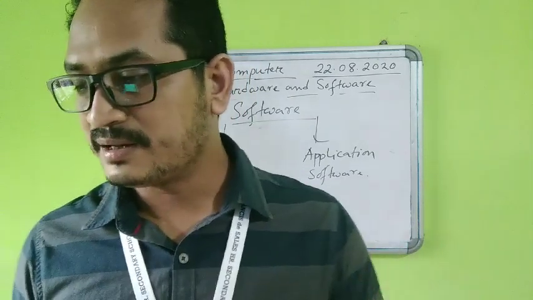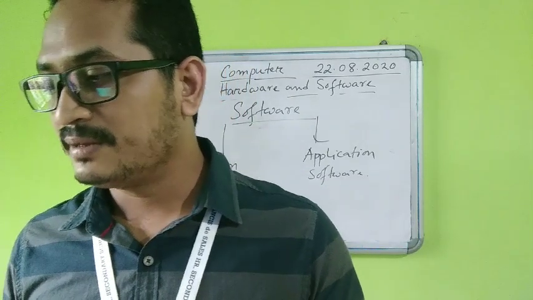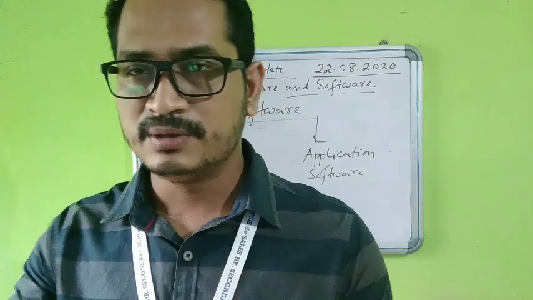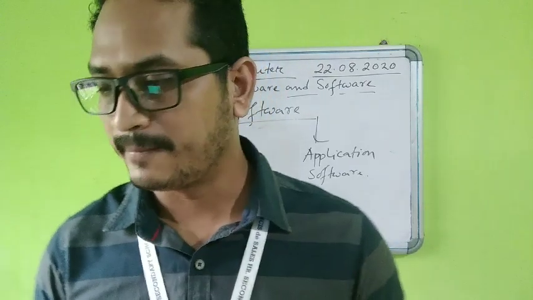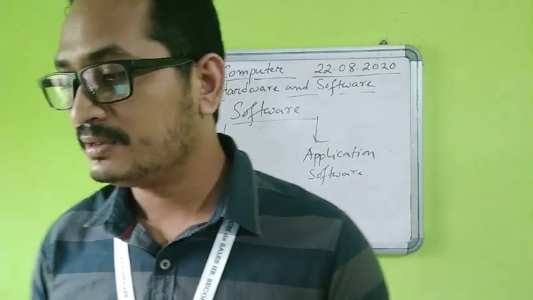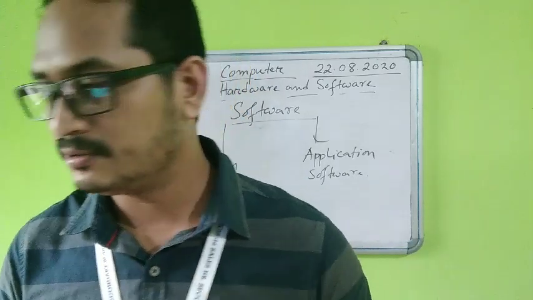Number three, that is debugging. Removing errors from a program is called debugging. Now some errors sometimes arise in a program. To remove that, we call it debugging. Hardware, the physical part of the computer that we can see and touch. I already told you about that.